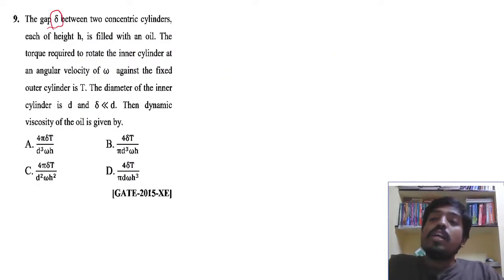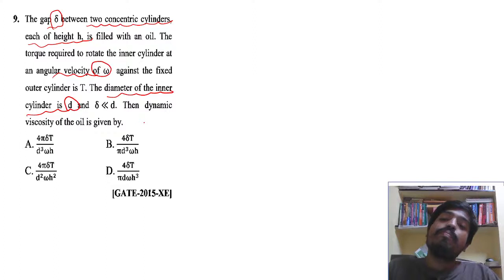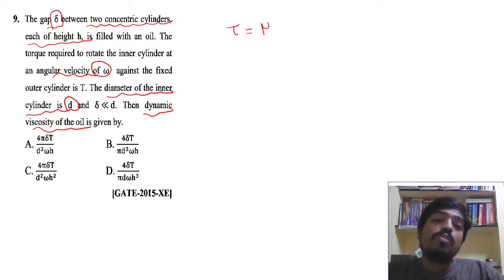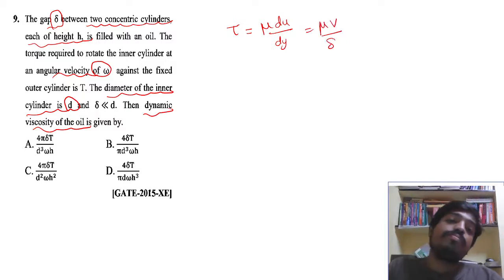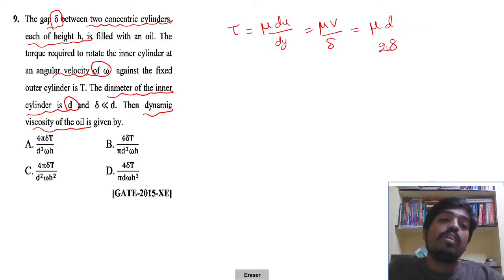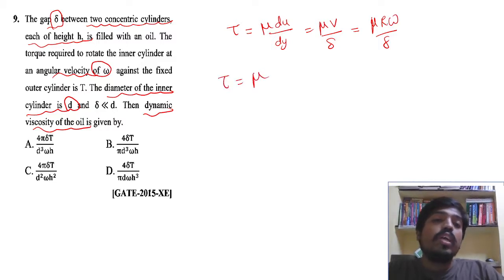Yes, the gap of delta between two concentric cylinders of height h having some angular velocity omega. The diameter of the internal cylinder is d. And what is the value of dynamic viscosity? See, we know that tau is equal to mu into du by dy, that is mu into velocity by delta. Velocity v is equal to r omega. The distance given is the diameter d, so r is d by 2. v is equal to r omega by delta. So tau is equal to mu into radius, we can take diameter by 2, into omega by delta.